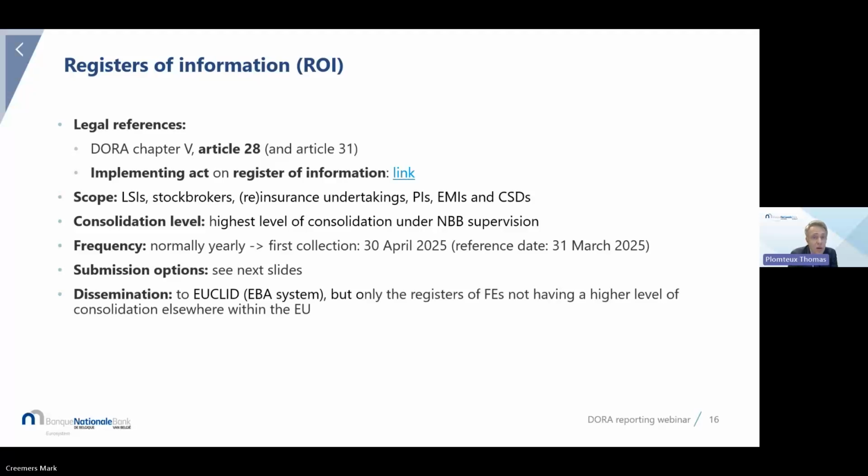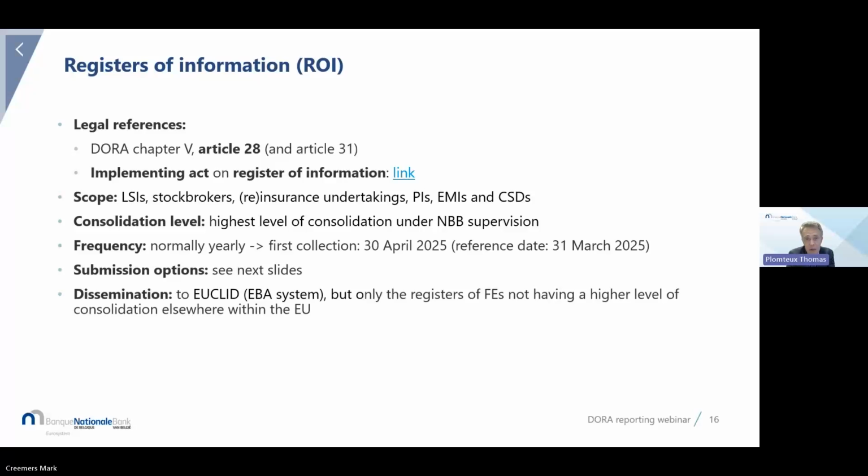I start with the legal references here on the slide for this reporting, both in the DORA Level 1 text, and also there are some additional provisions that are provided via the Accompanying Implementing Act that was recently published by the Commission. The following types of entities will send their register to the National Bank of Belgium: less significant credit institutions, stockbrokers, insurance and reinsurance undertakings, payment institutions, electronic money institutions, and central securities depositories.